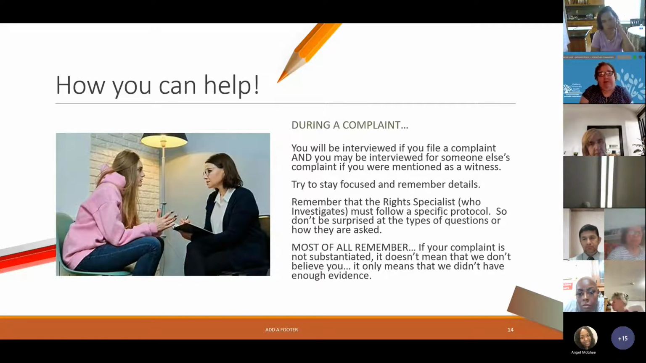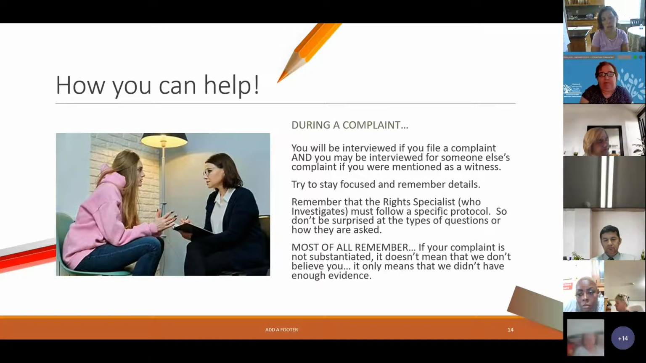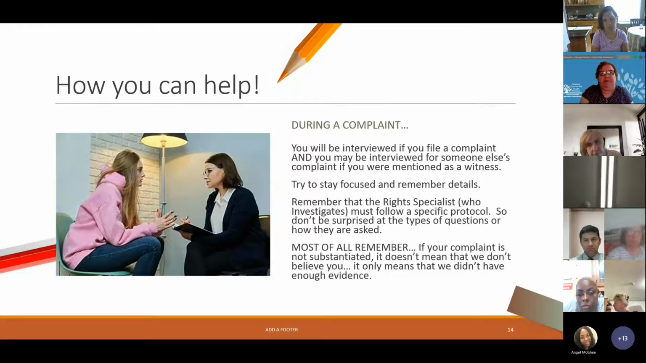You have to remember that the rights specialist, the person who's doing the investigation, has to follow specific protocols. We do things in a certain order. Sometimes we have to vary because of people's availability, but we interview most witnesses before we interview the person who's accused of doing something. There are just different protocols that we use. So don't be surprised at the types of questions or the way that they are worded from the rights specialist. They oftentimes are trying to get at the same information in different ways, so that they have the details that they need.